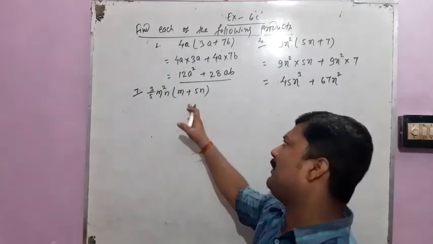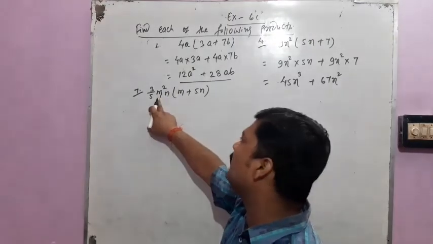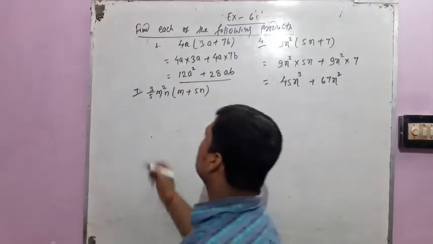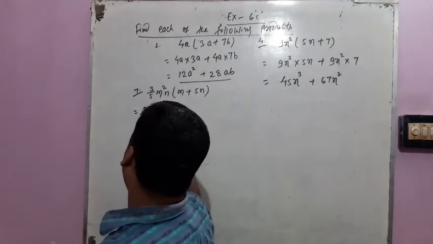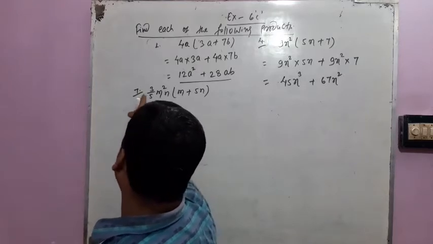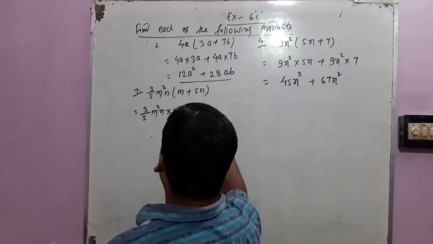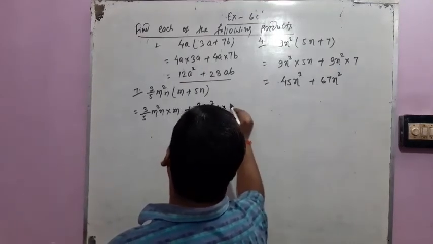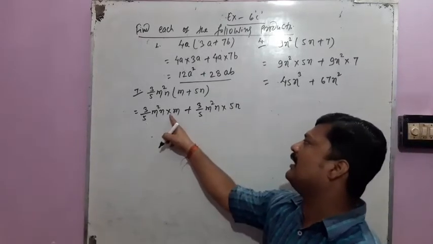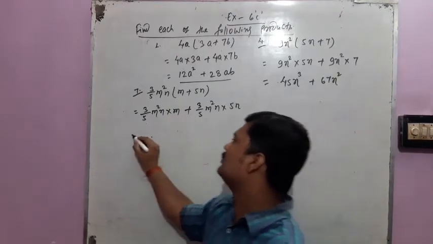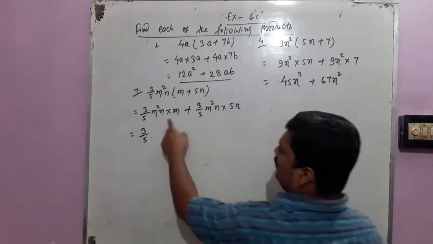Now we are multiplying as per the rule. First we multiply this monomial with the first term of the binomial, then we apply this monomial with the second term of the binomial. So we are writing here 3 by 5 m square n multiplied with m, again multiply the sign first, plus here, then 3 by 5 m square n into 5n. Okay, now there is no constant in the first term of the binomial, so we have to write here 3 by 5. Now add the exponent of the m, both of the m.